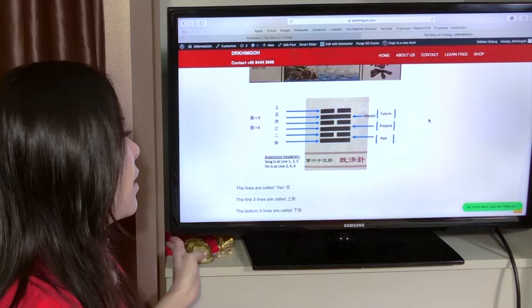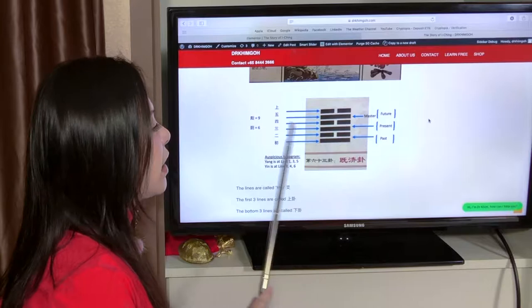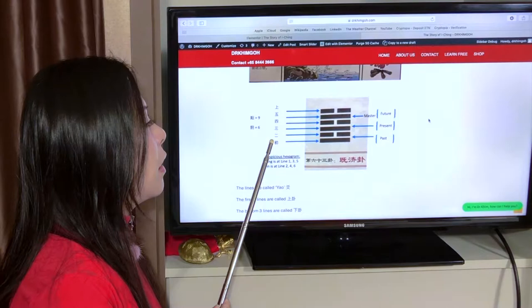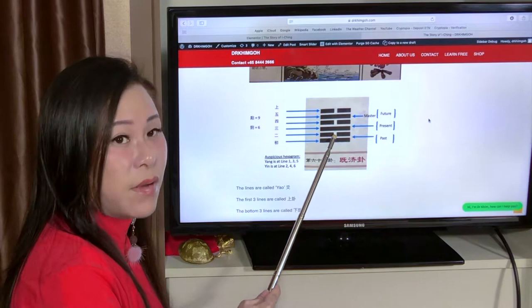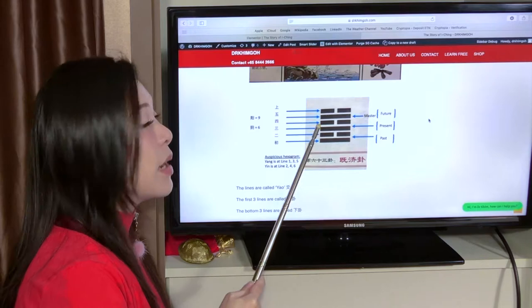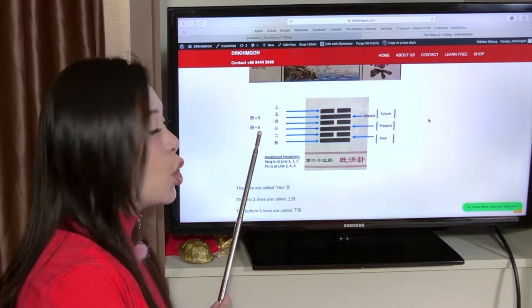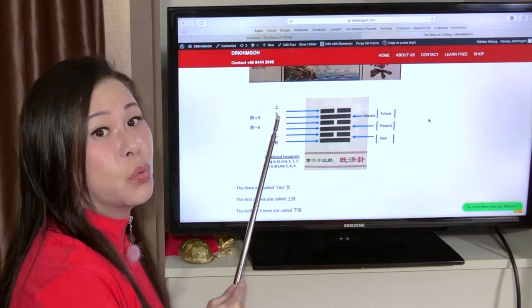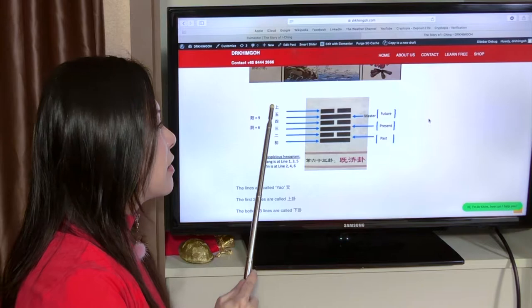Now, come. So this one is yang, 2, 九, the second line. This one is called 六二, because this is yin. This one is yang, it's called 九三. This one is called 六四, because it's yin. This one is called 九五. And this one is called 上六. 上六 means the last line, no more already.